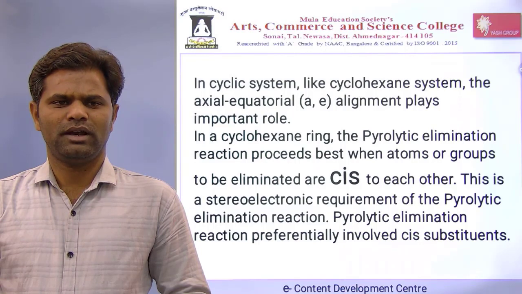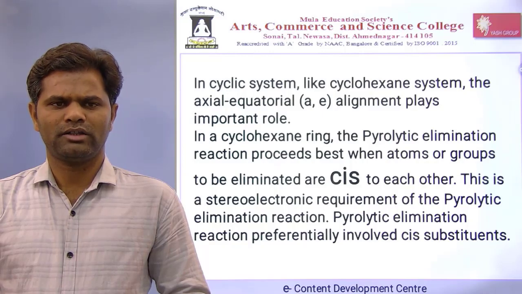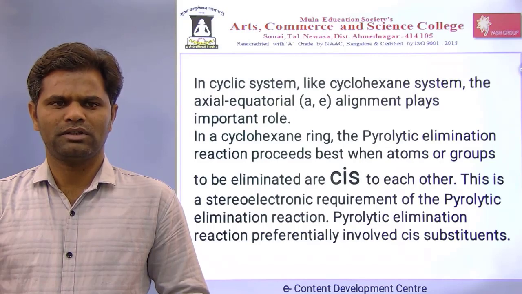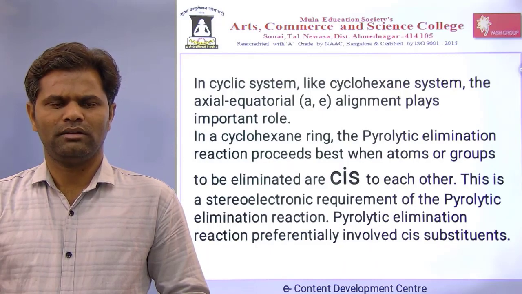Now consider that this is opposite to that of the bimolecular or E2 elimination reaction. In case of E2 elimination reaction, the atoms or groups to be eliminated must be trans-diaxial to each other. But remember, in case of pyrolytic elimination, the atoms or groups to be eliminated must be cis to each other. That is, they have the axial and equatorial orientation in cyclohexyl system. That is, we can say that they must be cis substituents. Only then pyrolytic elimination is possible.